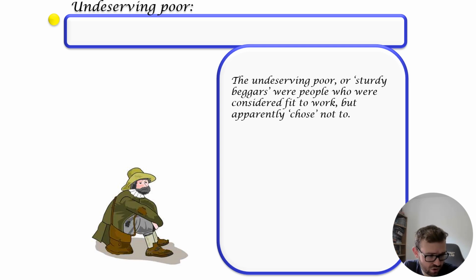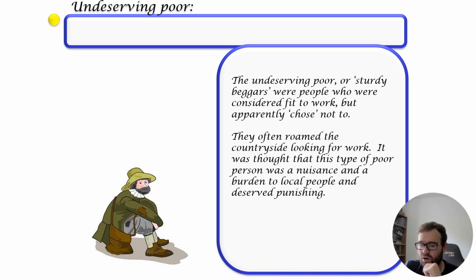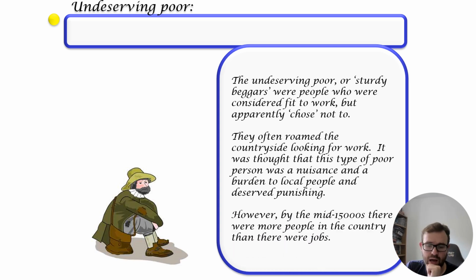Then you have the undeserving poor. The undeserving poor, or sturdy beggars, were people who were considered fit to work but apparently chose not to. They often roamed the countryside looking for work. It was thought that this type of poor person was a nuisance, a burden, and deserved to be punished. But by the mid 1500s, there were more people in the country than there were jobs.